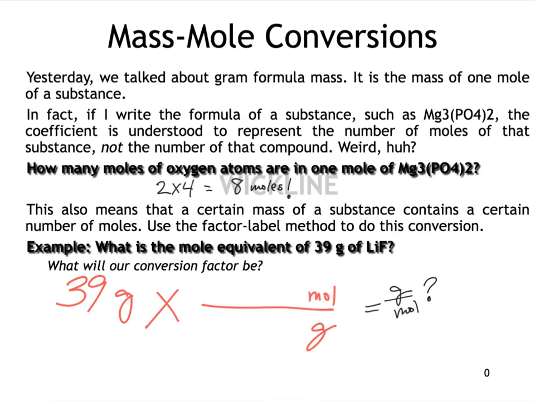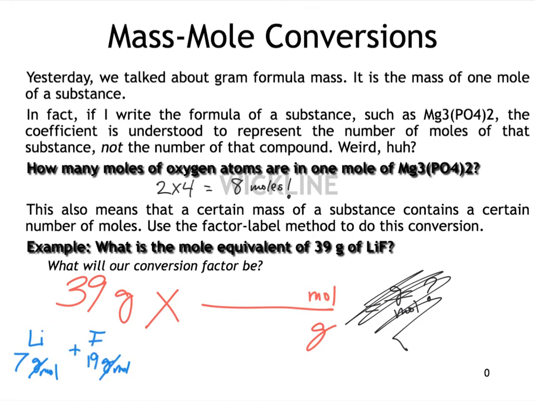But in this particular case, it's much smarter to write moles per gram, because if I do, it'll cancel the grams that are up here. So all I need to do to finish this up is find the number of grams that are in a mole of lithium fluoride. Since lithium has a mass of 7 grams per mole, and because fluorine has a mass of 19 grams per mole, then I know that the mass of a mole of lithium fluoride is 26 grams per mole.